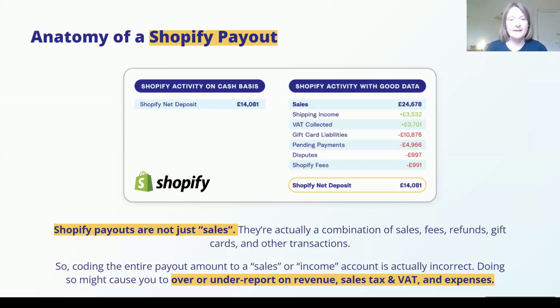So if you take that payout and correctly categorize it, you'll see that it's actually made up of lots of different transactions. Some will need to go to your tax liability accounts, some will go to shipping income, some will go to your gift card liability, etc. And then you'll also have your Shopify fees deducted from that amount before it hits the bank. So you need to be aware of that when you see it on the bank account. Just know that a lot more is going on in that number than you might initially think.